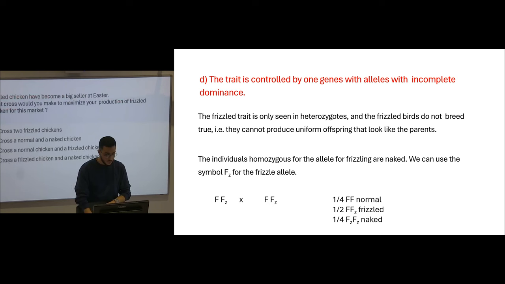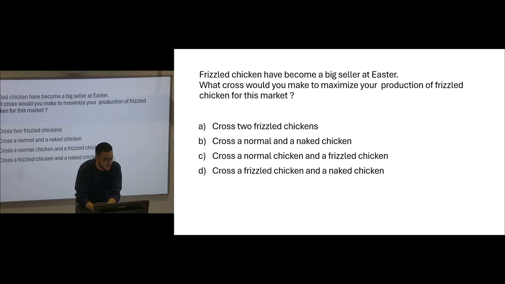Okay, so frizzled chickens have become a big seller at Easter. That's not my question, I took it from someone else. What cross would you make to maximize the production of these frizzled chickens for the market? B? Cross a normal with a naked chicken. Exactly. Does that make sense? Good, good, good. Okay.